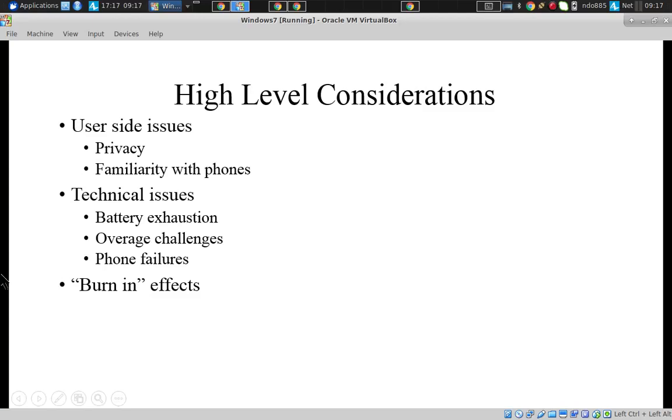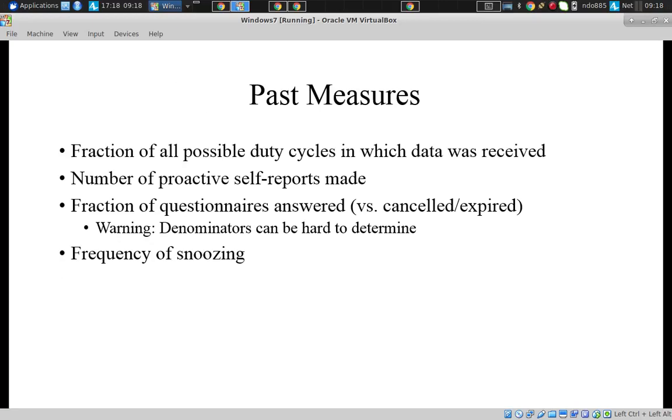We mentioned overage charges. If people have a feeling that they might get charged for the extra data, they might well opt out. And sometimes you get phone failures. And then I mentioned burn-in effects in the first week, Hawthorne effects.